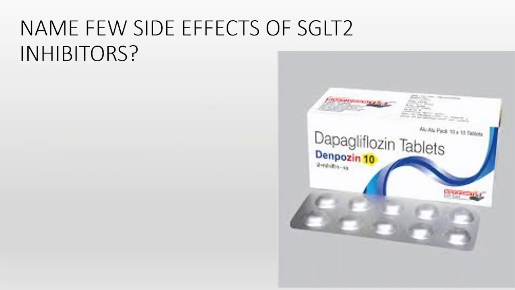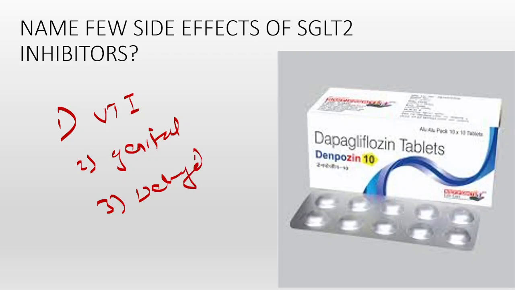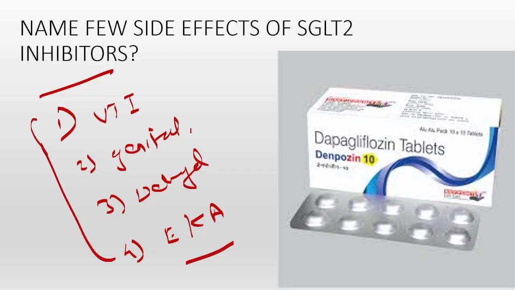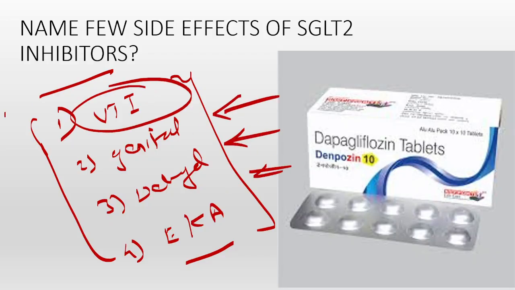Name a few side effects of SGLT2 inhibitors, the commonly used drugs in diabetes for nephroprotection and cardiac protection. UTI, genital infection, dehydration, and the more dreadful complication, euglycemic ketoacidosis. Apart from that, nausea, vomiting, and so on, that theory part. Leaving that, these are more specific. Whenever a person develops more than 3 episodes of UTI in a year, it is better to stop these drugs. Genital infection is more common in females. Dehydration can occur. In euglycemic ketoacidosis, the patient develops acidosis at a lower level of sugar value.